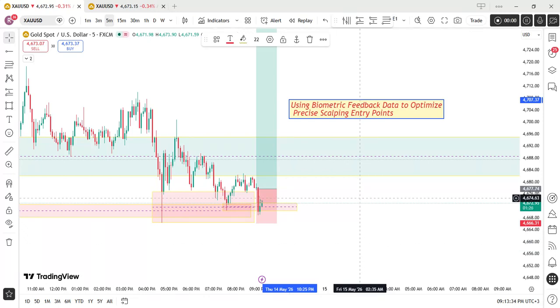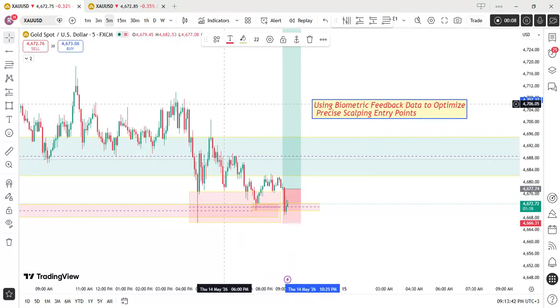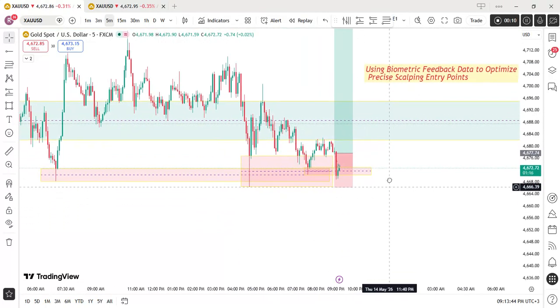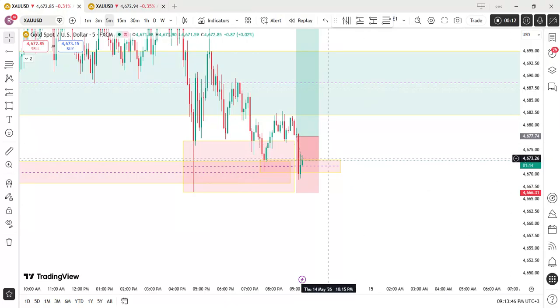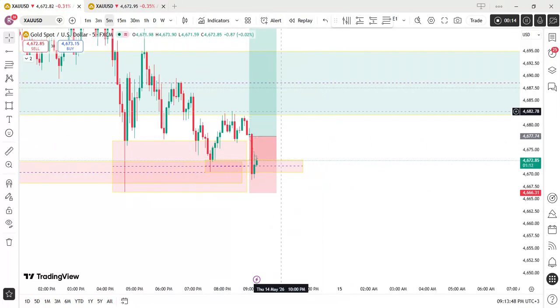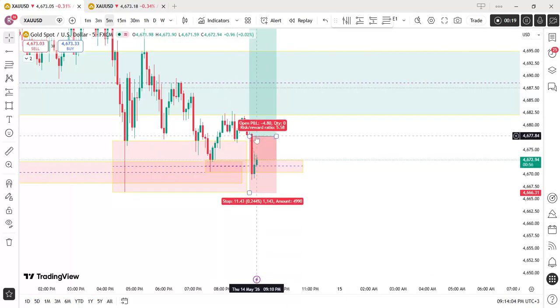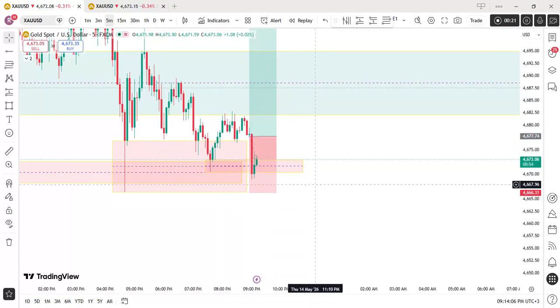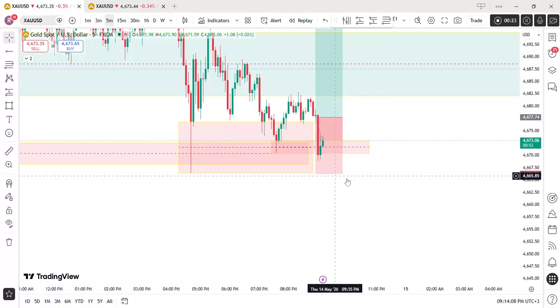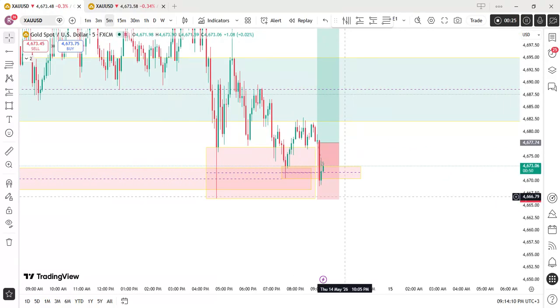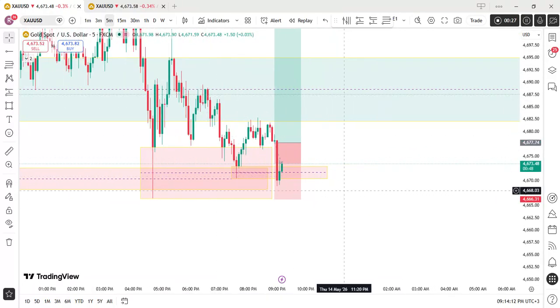So this is going to be about using biometric feedback data to optimize precise scalping entry, and just a quick wrap up on what's going on here. In the previous video I talked about if I was to engage markets right now, I'd definitely put a buy from this level here, and as you can see, price has pushed almost close to my stop loss, but I'm not bothered about this. Why? Let's take a look at what's happening here.